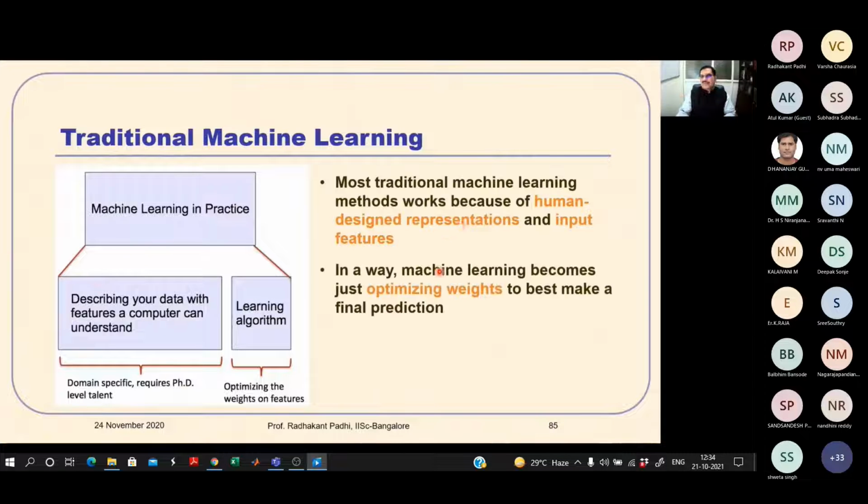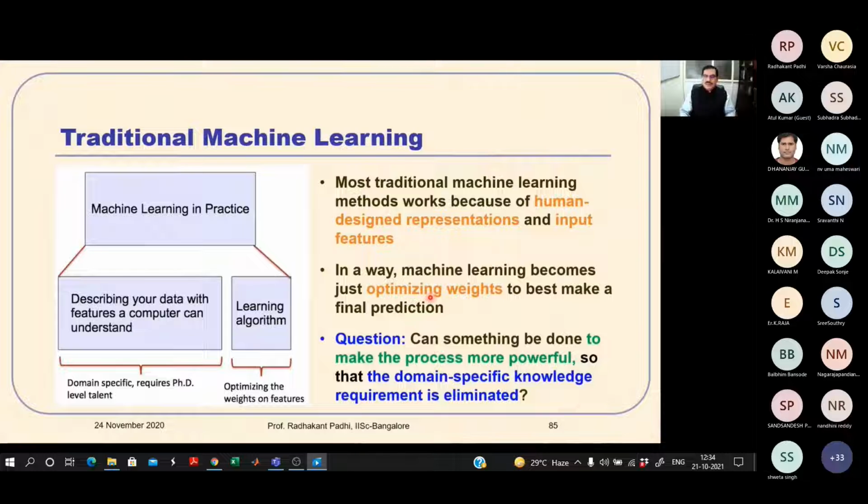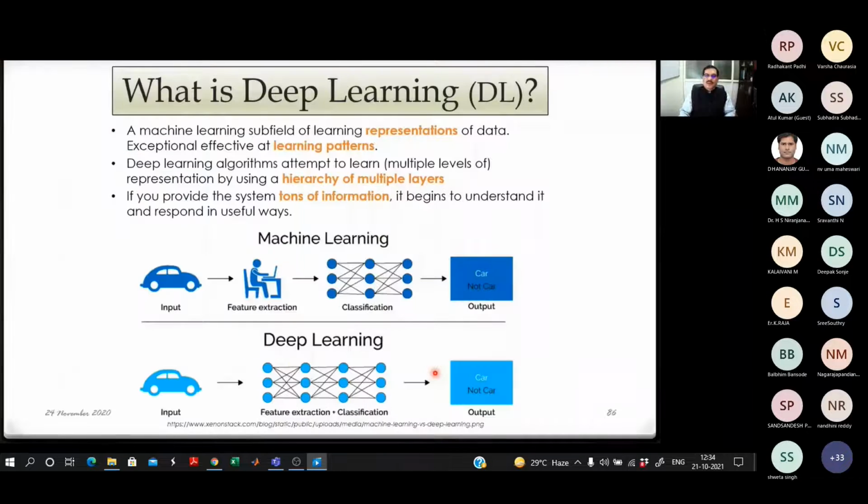Traditional machine learning methods work because of the human representation and input. So in a way, machine learning becomes just an optimization of weights, and probably that is not what machine learning is all about. Right? It should do both things. It should not only optimize the weights, but also identify the features in a good way, especially in the context of image processing. So the question again turns out to be, can something be done to make the process more powerful so that the domain-specific knowledge requirement is eliminated? Right? That's the bottom line that you're talking about.